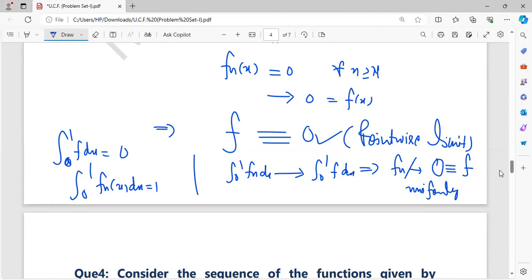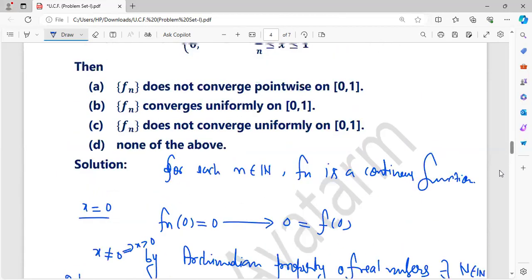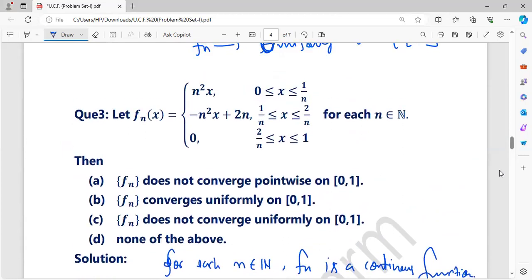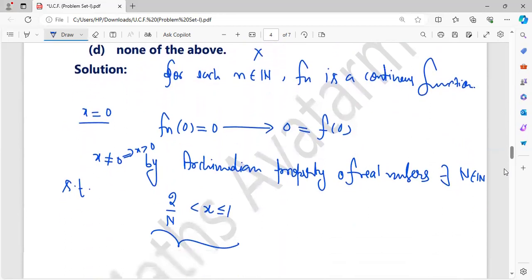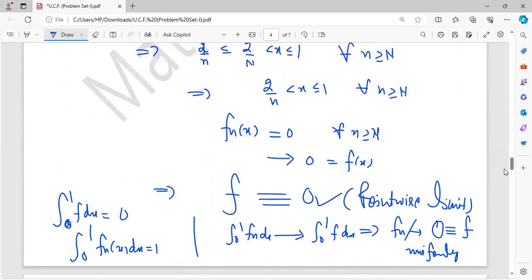Okay. So which option is correct? f_n does not converge pointwise: obviously it converges pointwise, so it is not correct. Converges uniformly: yes, it is, but that is not correct either. Okay. So we have done it.